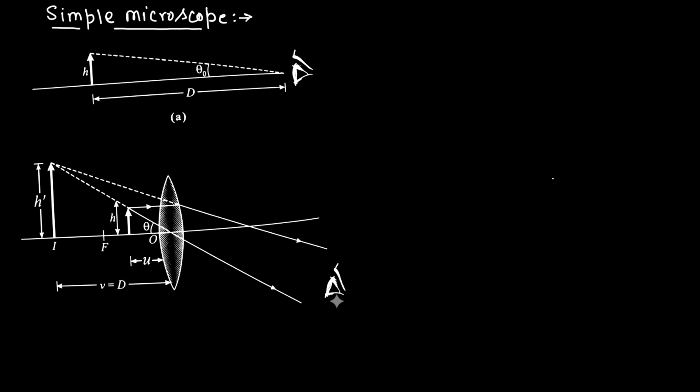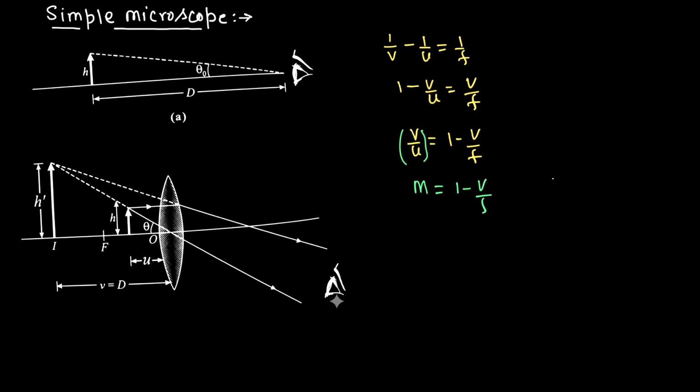Now if I want to find the magnification, I can write 1 by v minus 1 by u is equal to 1 by f, and we can also write 1 minus v by u is equal to v by f, just multiply by v. In that case, v by u should be equal to 1 minus v divided by f. And we know this v by u is magnification, so m is equal to 1 minus v divided by f.